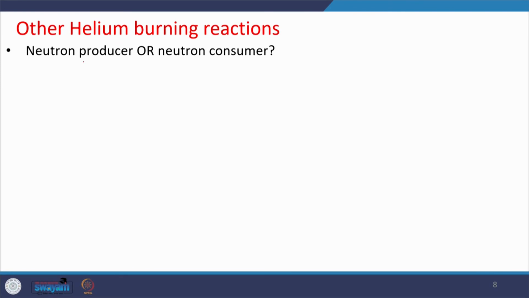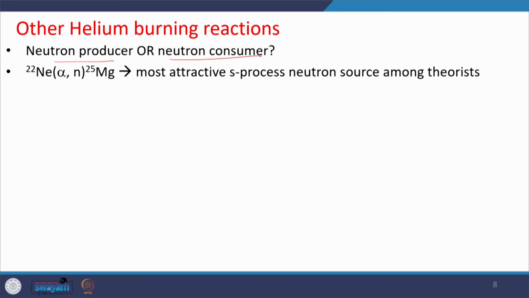As I said, one has to see whether it is a neutron producer or neutron consumer, and neon 22, once it is formed, while helium burning is still going on, after reacting with alpha, we can get neutron and also Mg 25, and this is the most attractive s-process neutron source among theorists. Okay? And where is this neon 22 forming from?